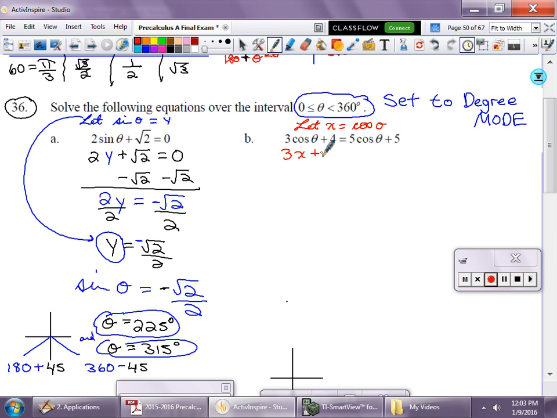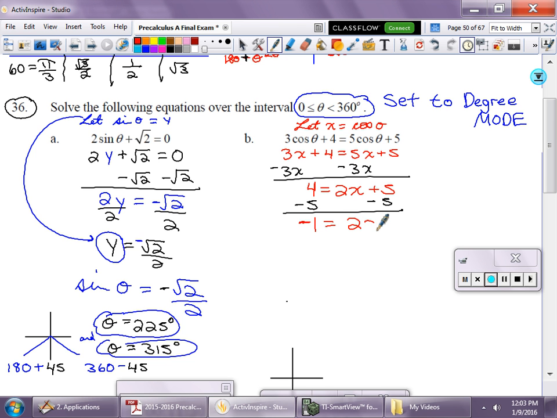Substitute. Solve. Try to make x positive whenever possible. It's easier to think with positive values. We have 4 is equal to 2x. Check your math. Undo addition and subtraction. And we get, left to right, negative 1 is equal to 2x. Divide by 2 on both sides, and we get x is equal to negative 1/2.